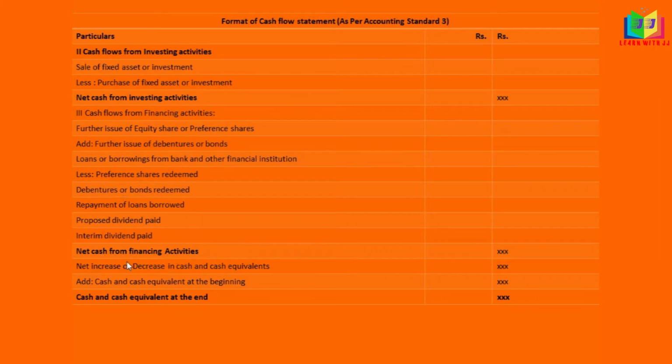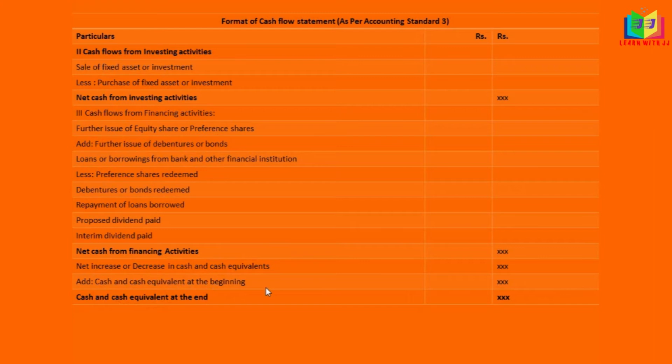The next step is to arrive at the net increase or decrease in cash and cash equivalent. This is nothing but the sum of your three activities, that is net cash from operating activity plus net cash from financing activity plus net cash from investing activity. These three are to be added here. If we add the opening balance of cash and cash equivalent, we will arrive at the closing balance of cash and cash equivalent. We already discussed this format in our previous video.